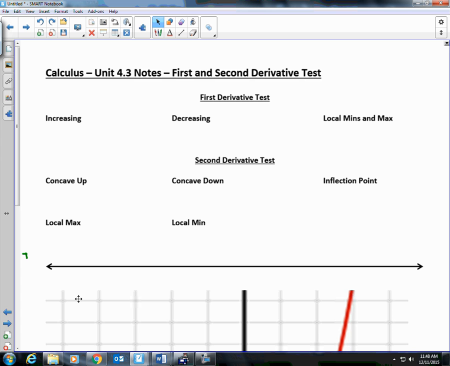If a function is increasing, it's going up. So what does that mean about the first derivative? The first derivative is positive. So it means f prime of x is going to be greater than 0. If it's decreasing, the derivative would be negative, so therefore f prime of x would be less than 0.